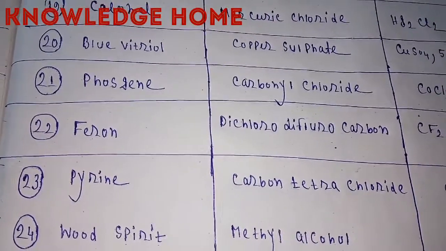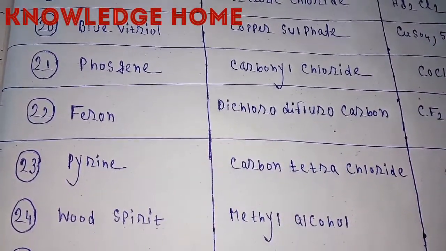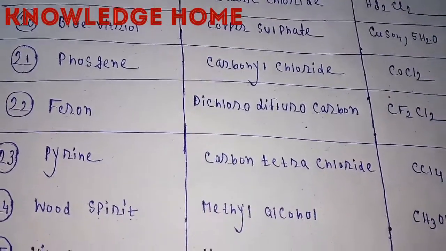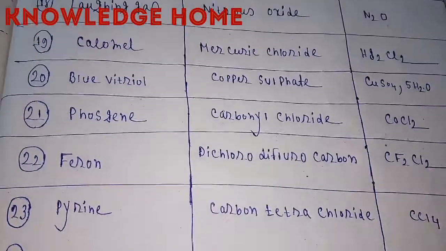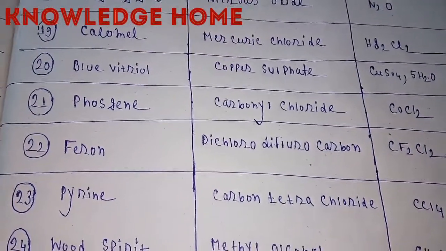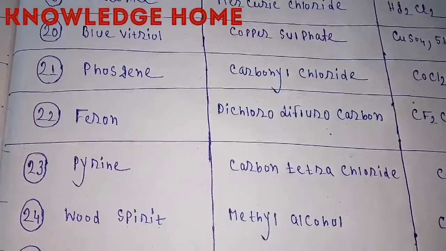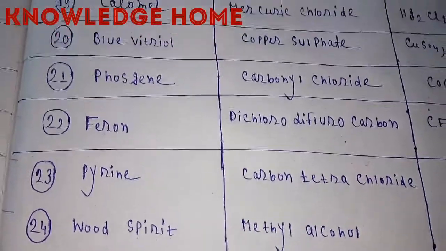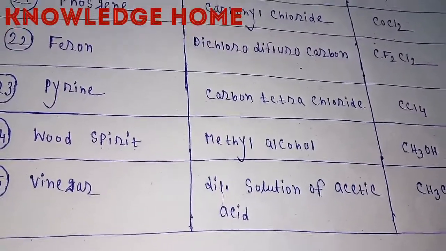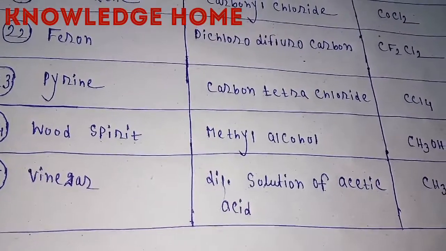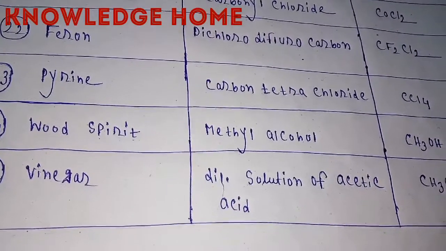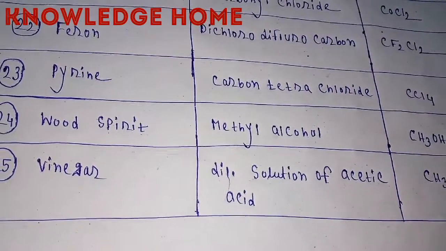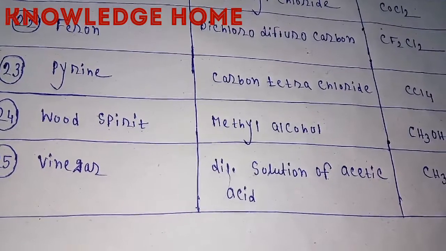And the next one is freon. The chemical compound name is dichlorodifluoromethane, and the chemical formula is CF2Cl2. And the next one is pyrene, and the chemical compound name is carbon tetrachloride, and the chemical formula is CCl4.